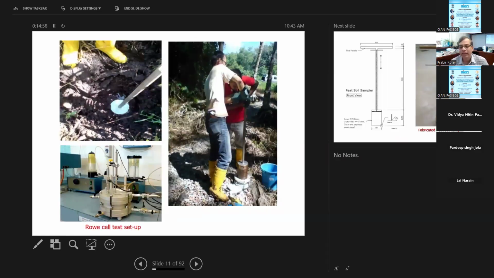Okay. Then, this is a sample collection we did. These are two of my graduate students at that time. We fabricated this one you see here. This is the soil sampler. We fabricated that to collect the soil sample. And on the left corner over here, this is the ring cell for the consolidation test. You have to transport very slowly, bring it and place it into the ring cell to do the test.